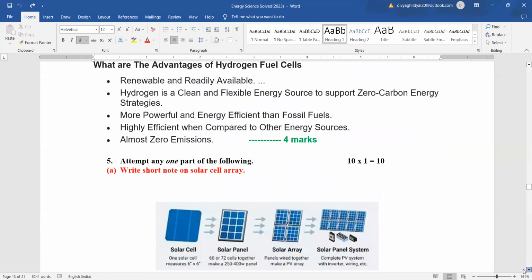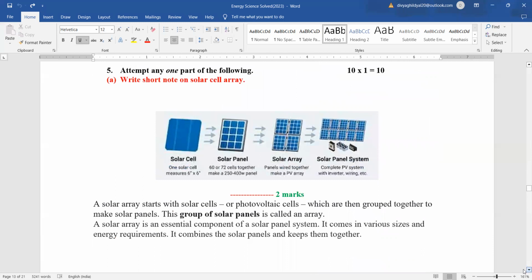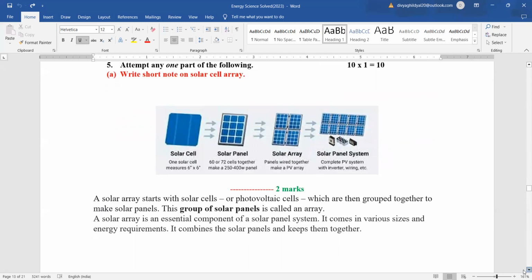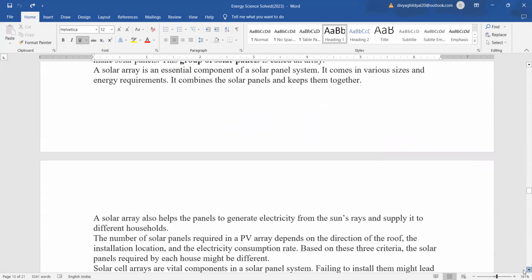Now, write a short note on solar cell array. Solar cell array, in simple English: this is a solar cell, a solar panel, and we are combining them and making it into this form. It becomes a solar array. A solar array starts with solar cells or photovoltaic cells, which are then grouped together to make solar panels. This group of solar panels is called an array.